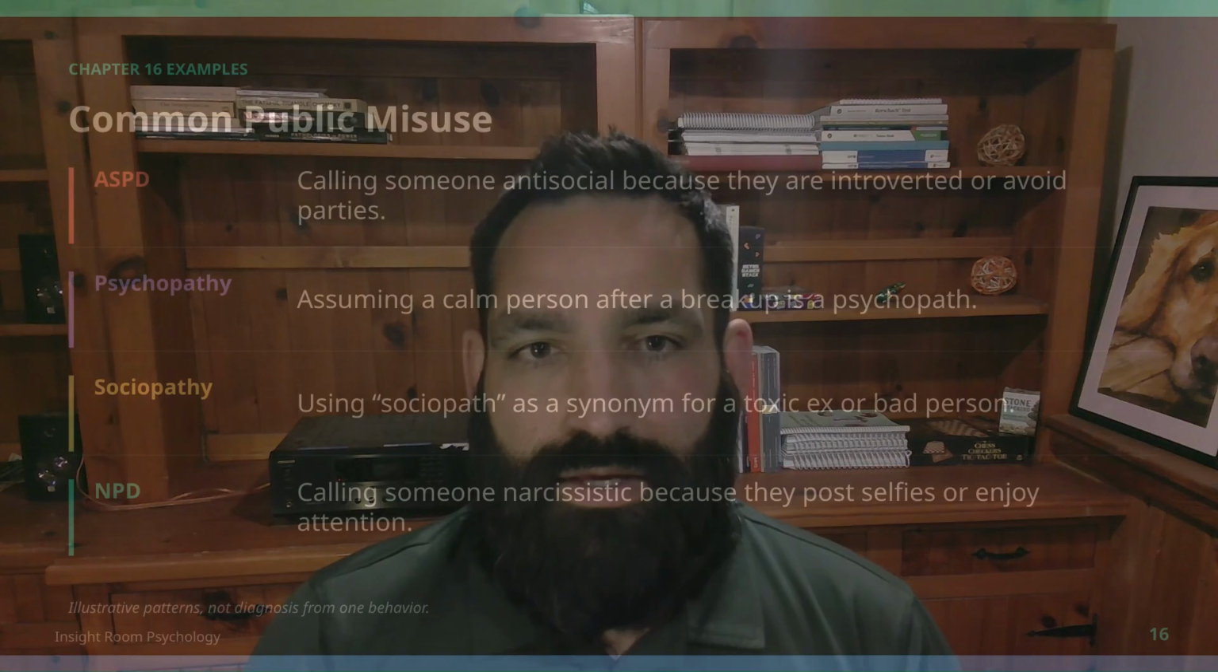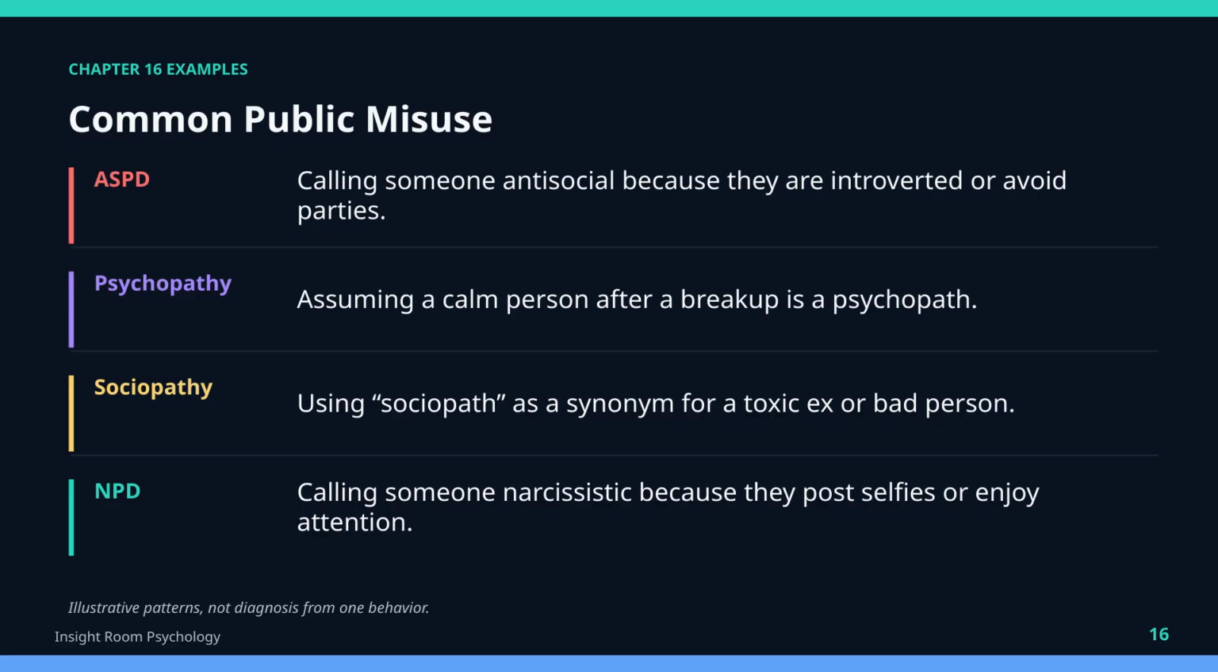Psychopathy is often misused for anyone who seems scary, violent, unemotional, charming, or cruel. For example, someone may assume a calm person after a breakup is a psychopath, but emotional composure alone does not equal psychopathy. Sociopathy is often used as a synonym for bad person, toxic ex, manipulator, or person who hurt me. For example, someone may label a former partner as a sociopath after a painful relationship. The harm may be real, but the label may not be clinically meaningful.